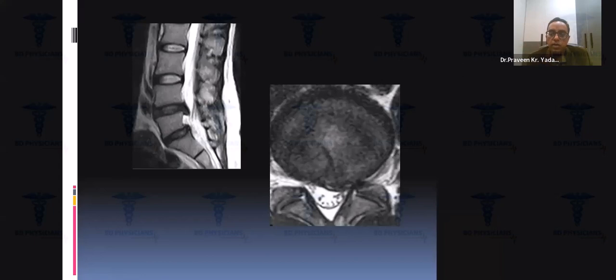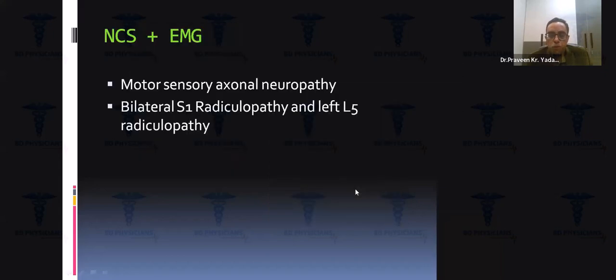Due to lateral posterolateral disc disease. So the neurosurgeon and the nerve conduction study is also done, which shows a motor sensory axonal neuropathy and bilateral S1 radiculopathy and left L5 radiculopathy. This is the nerve conduction study result.